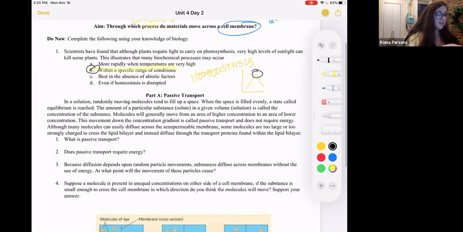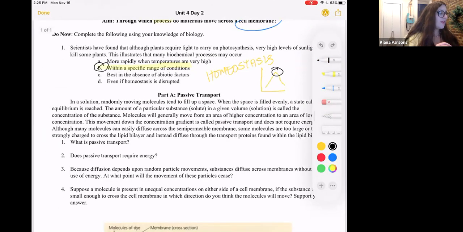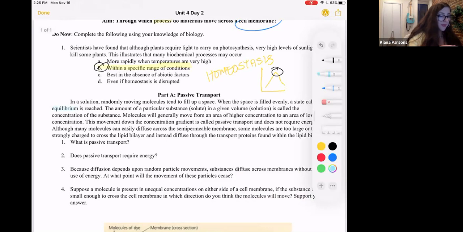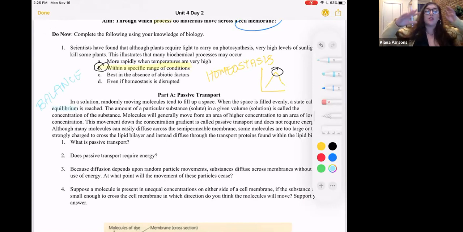In a solution, randomly moving molecules tend to fill up a space. When the space is filled evenly, a state called equilibrium is reached. And equilibrium means balance throughout the solution, like we saw in that image. When you add dye to the cup, at the end, when the dye is evenly distributed throughout, that's equilibrium.